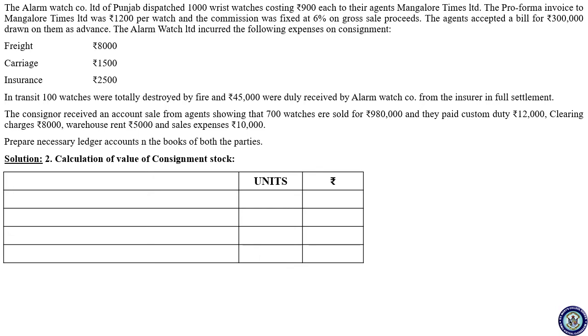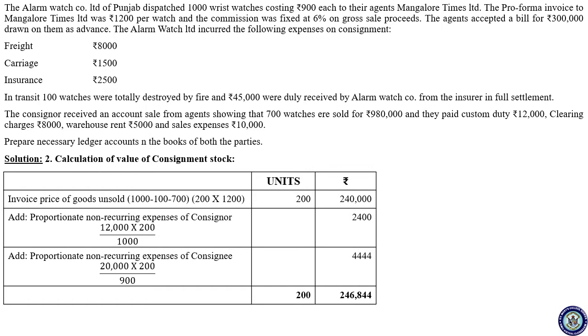Okay, check your answer. So it is invoice price of goods unsold. You have to take the invoice price, that is 1200, and the unsold units. So 1000 units consigned, out of which 100 were lost in transit. So only 900 wristwatches have been received by the consignee.